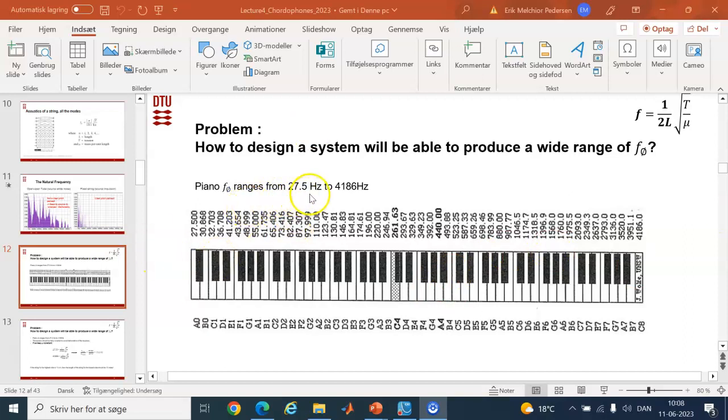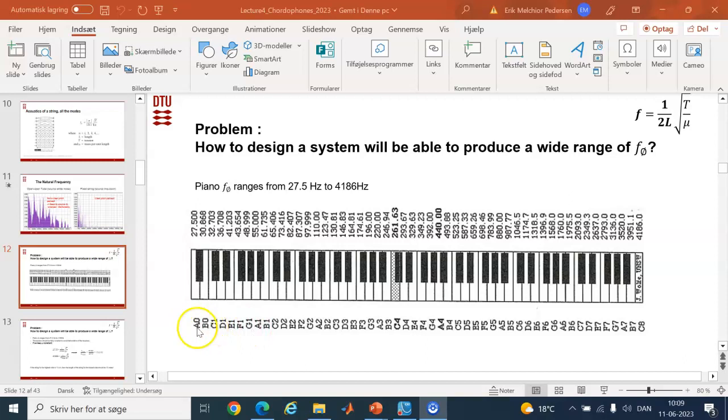A piano ranges from 27.5 Hertz to 4186 Hertz. So here, 27.5 is the lowest frequency, and the highest is 4186 Hertz. Okay, here is A0.